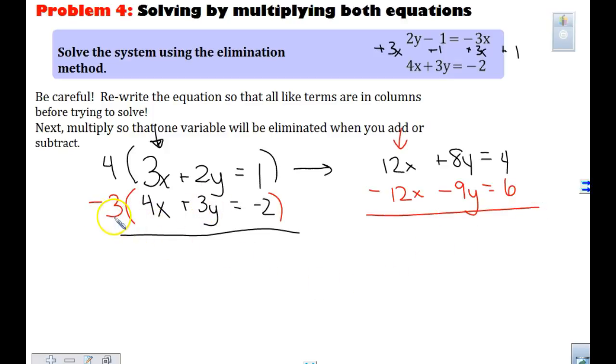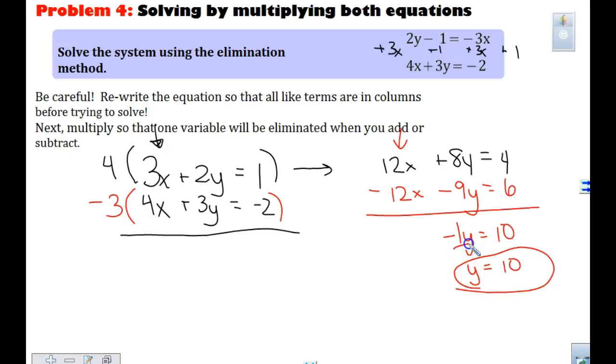Negative, negative, negative times a negative gives us positive. Add them together. The x is now eliminated. We don't have them anymore, right? 9y minus, or 8y minus 9y, gives us negative 1y equals 10.